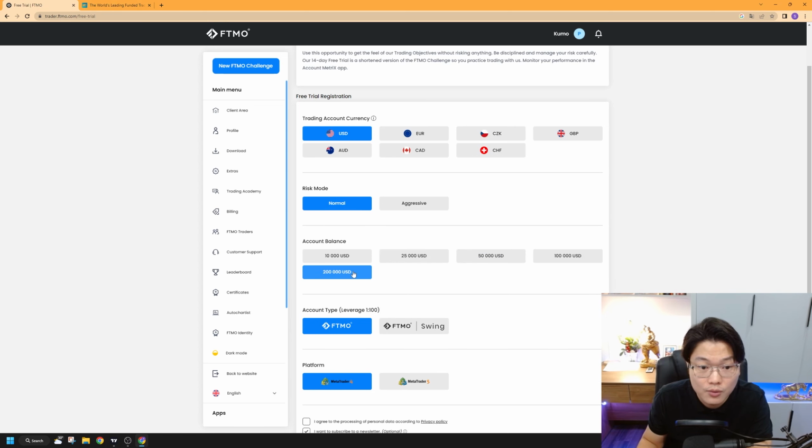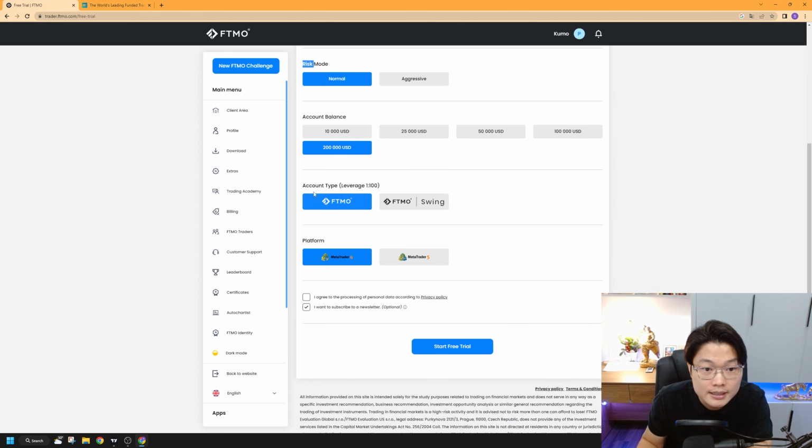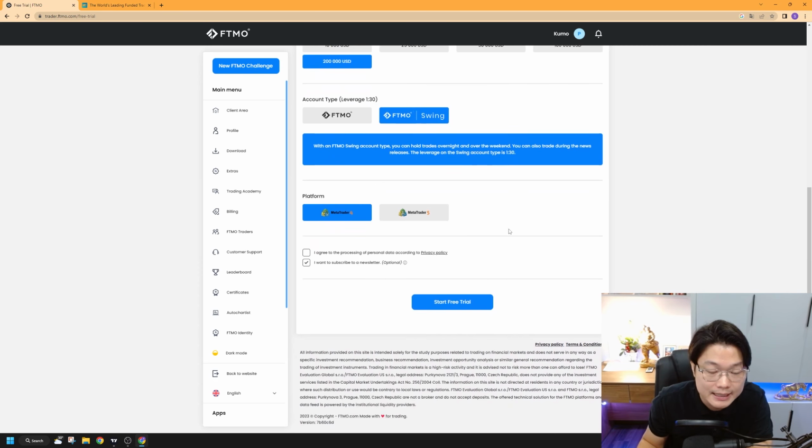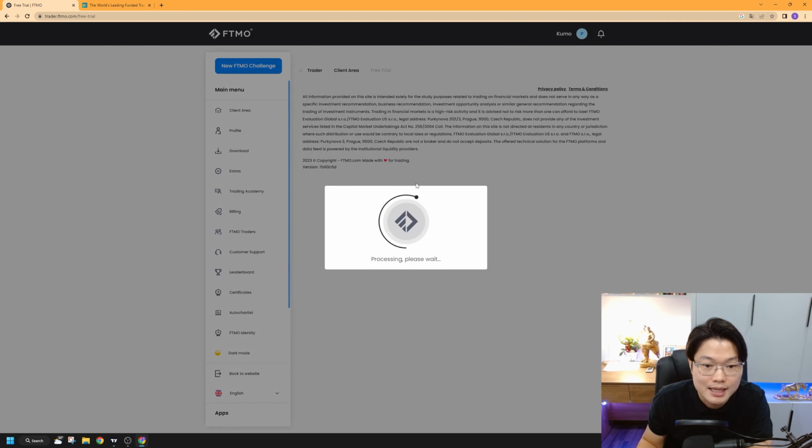You can choose, for example, a margin account right here. And for trading currency, I always recommend you choose dollars, which is the most normal. And the account type right here is swing, because with a swing account you can trade overnight and trade with news. Avoid the news, therefore you can choose the swing account very easily. And for the platform, let's choose MetaTrader 5. At this time, MetaTrader 5 is faster than MetaTrader 4, therefore I always recommend you choose the latest one and start the trial.